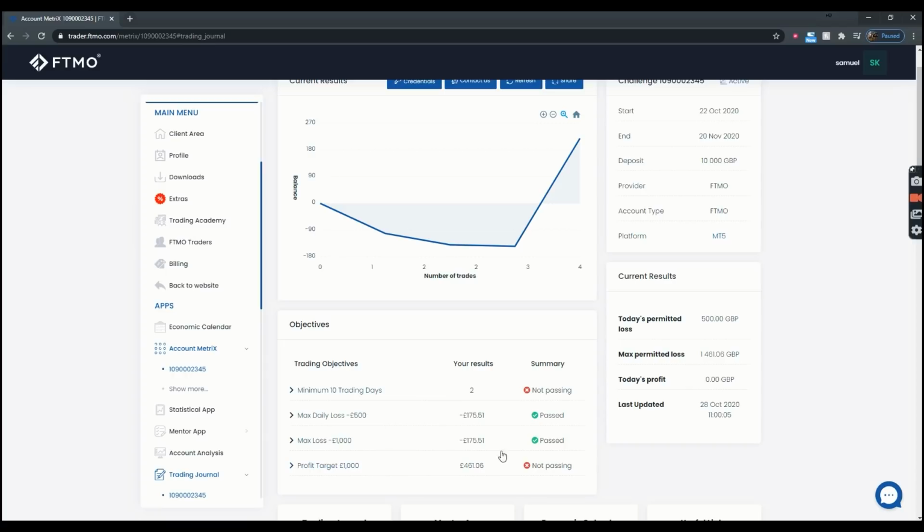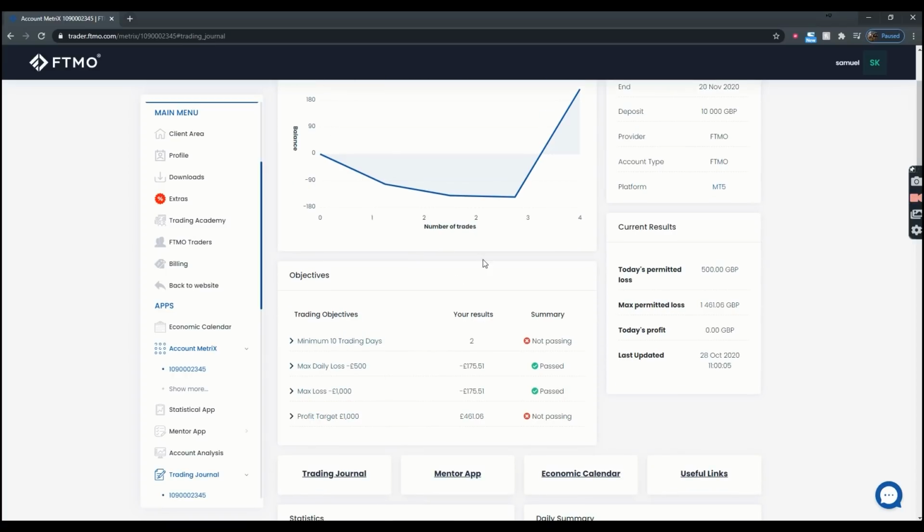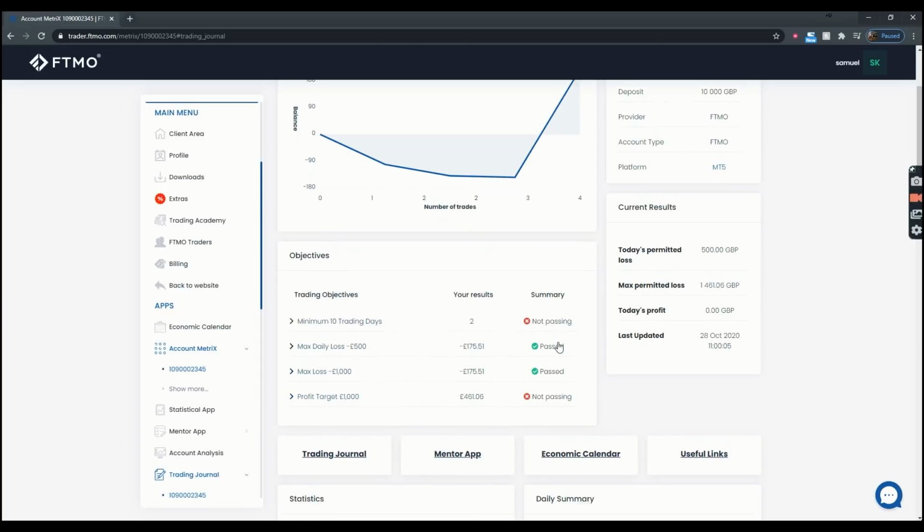And then you'll see here the actual real-time results that I have achieved on the account so far. So your trading objectives are to trade for a minimum of 10 days. I've currently only traded for 2. You have a max loss of 5% for the day and a max loss of 10% overall, so it passed both of those. And you can see the profit target is £1,000, being 10% return on the account, and I'm about 4.6% of the way there.